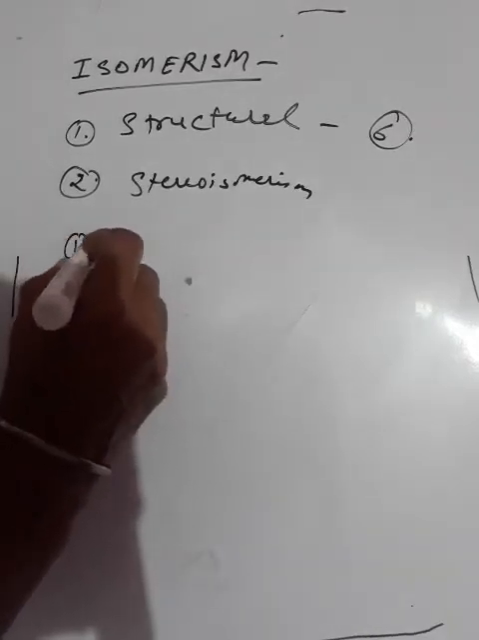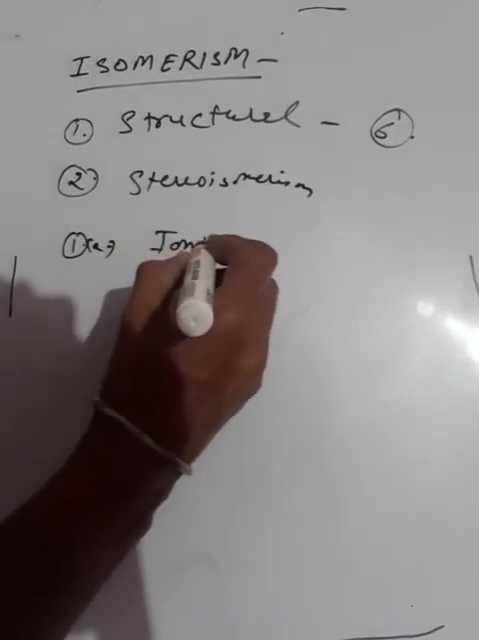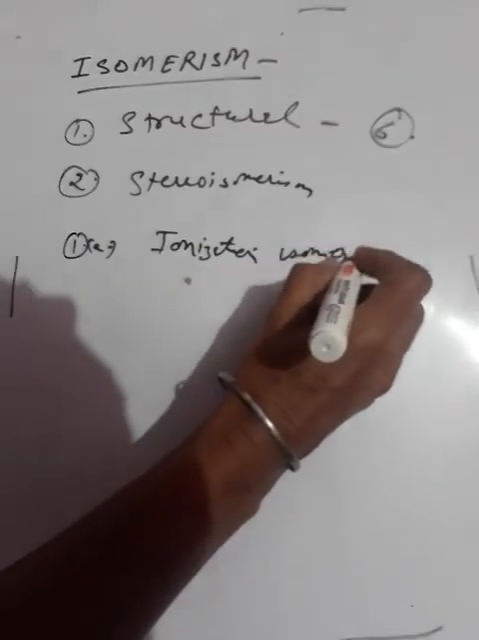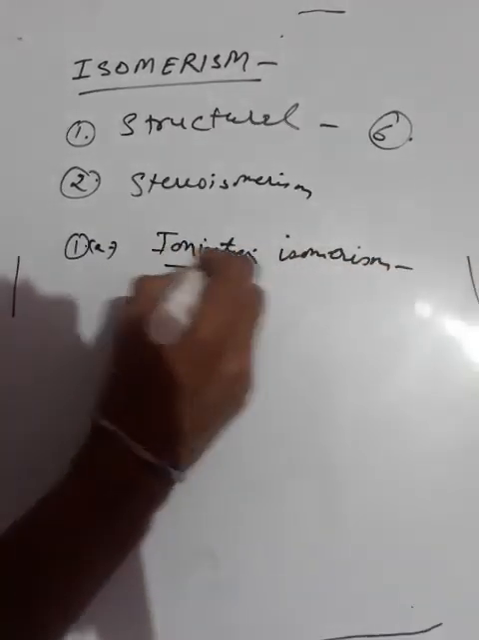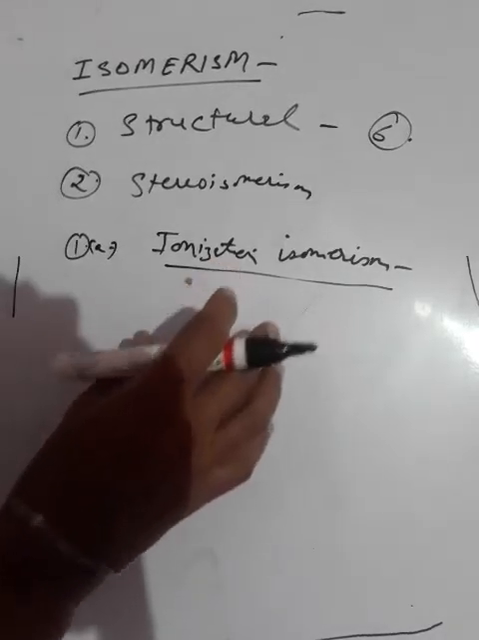The first type of structural isomerism which we are going to study is ionization isomerism. As the name indicates, there will be a difference in the ions that will be formed in the solution. So we can say that those coordination compounds which have the same molecular formula, but when they are in solution form they give different ions, will be covered under ionization isomerism.